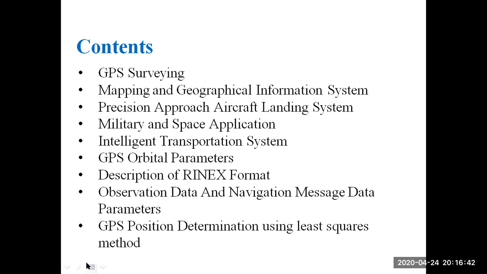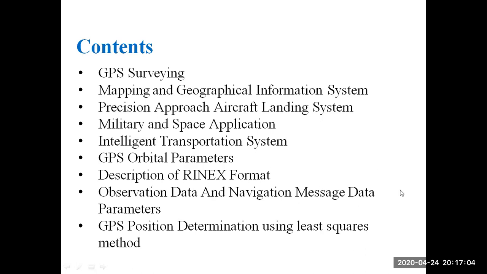Next, we'll be discussing GPS orbital parameters, description of RINEX format, observation data and navigation message data parameters. And we also discuss how we can determine the GPS position by using the least squares method. So these are the contents which we are going to discuss in this unit 5.